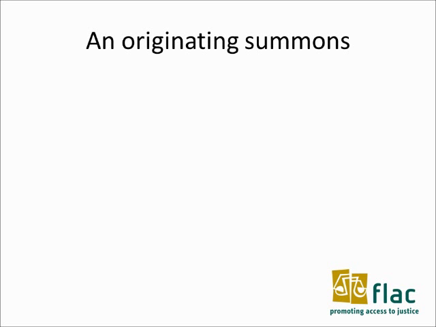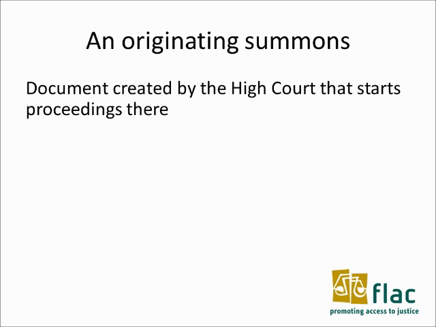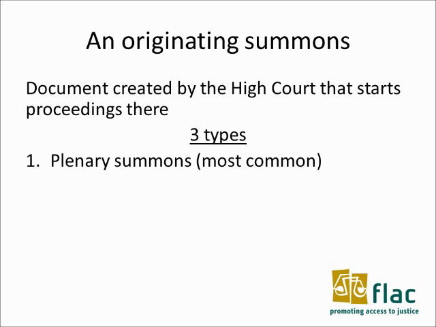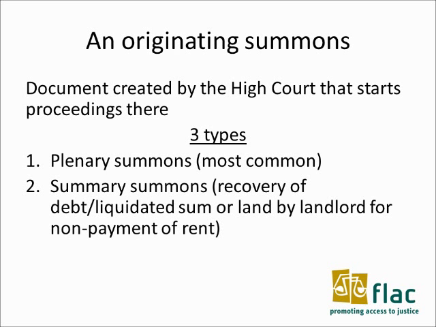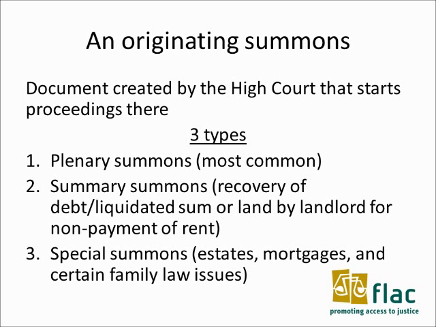You might receive an originating summons. This is a document that comes from the High Court which starts proceedings there. There are three types of summons: plenary summons, summary summons, and special summons. All of these summons start legal proceedings in the High Court, but they are for different types of law. A summons will be sent to the defendant or the defendant's solicitor. Your solicitor should contact you once they receive a summons for you.